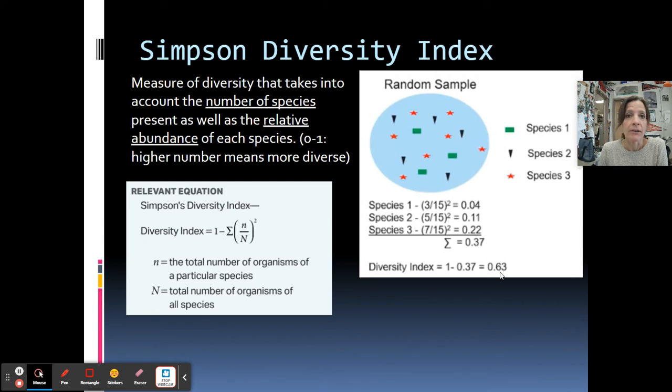And if you were to compare that to a community that had 0.8, right? The community that has 0.8 would be more diverse and have more different species.